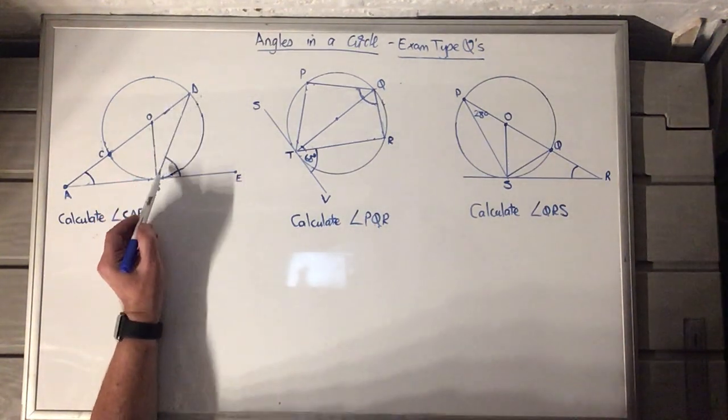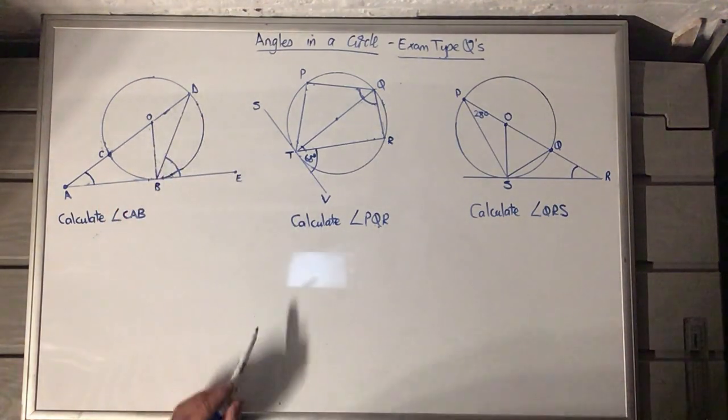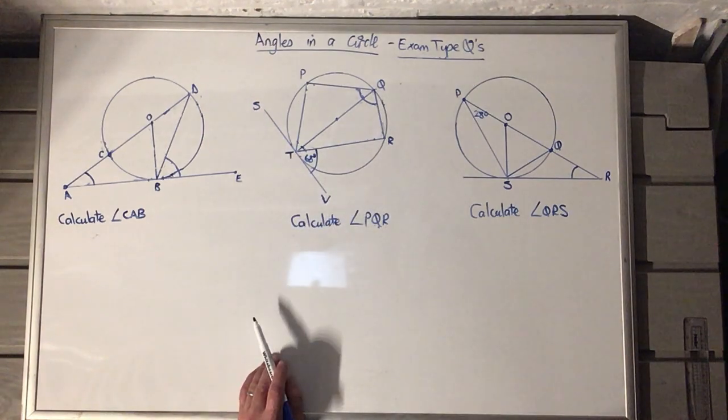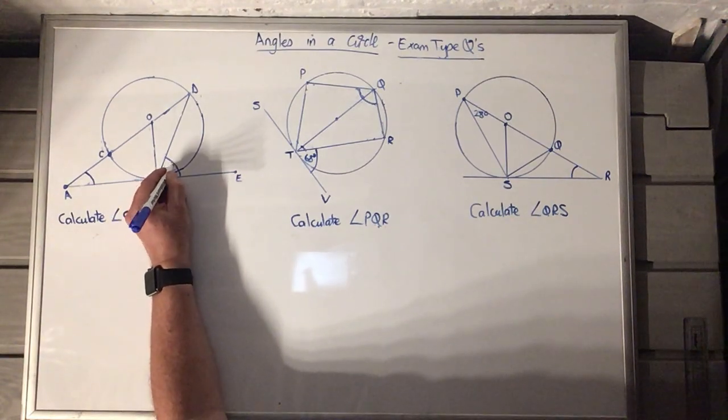This is an isosceles triangle. Radius here, so that means that angle is going to be the same. So that's going to be helpful when we come to do that question. I think this should say 58 in here, so let me put 58 in.